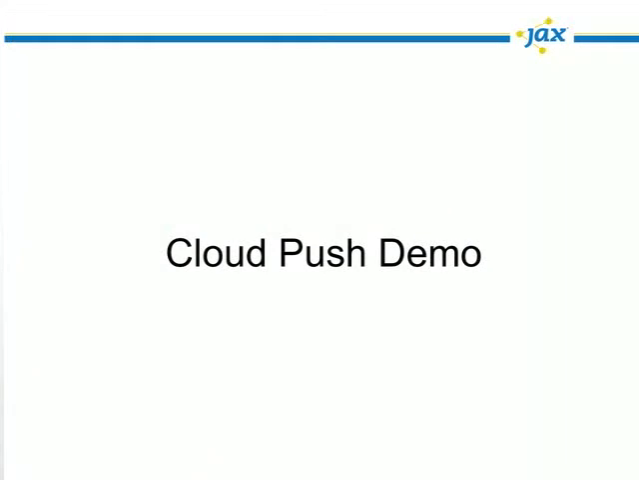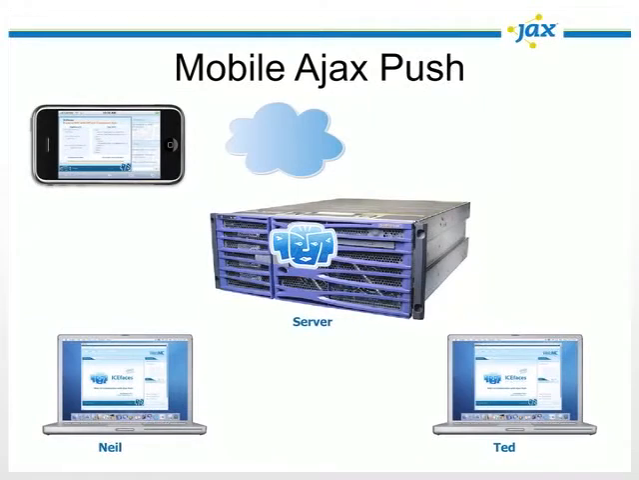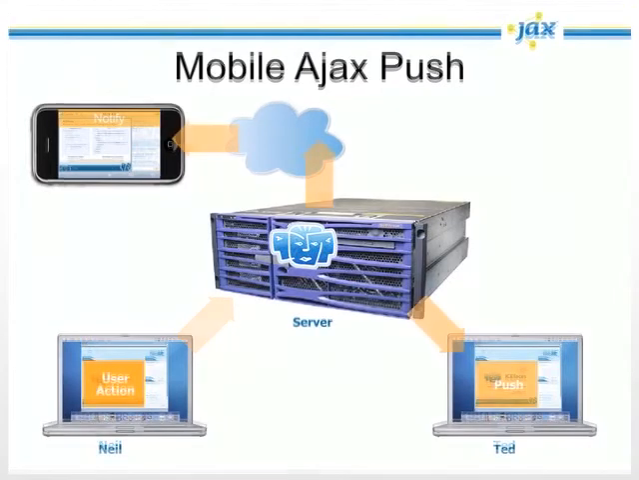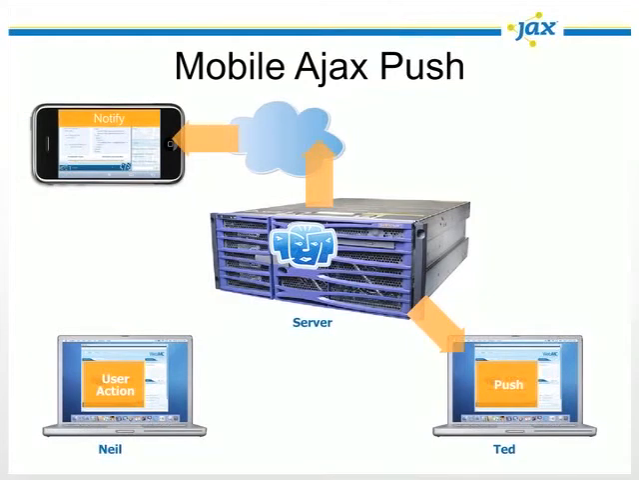Okay, so let's go back to the slides, and we'll discuss what happened. So that's Cloud Push. Just to remind you about how Ajax Push works in general. Here's Neil, here's Ted. We're both viewing this slideshow. And Neil advances the slide, say. That message is sent to the server. Well, the server processes it, and it wants to push to desktop users, which are using ICEfaces and ICEpush directly, and to potentially offline mobile users through the Apple cloud in order to send that notification.